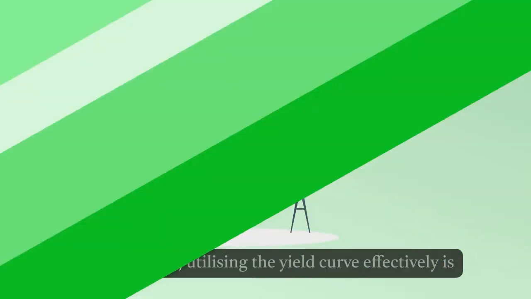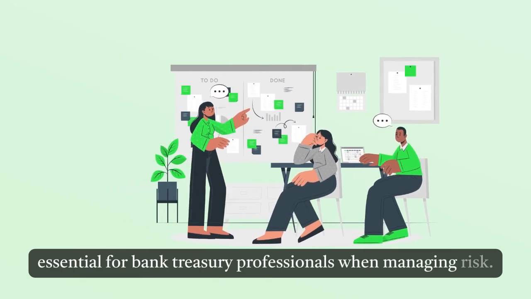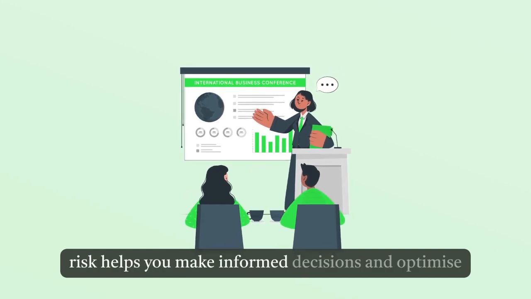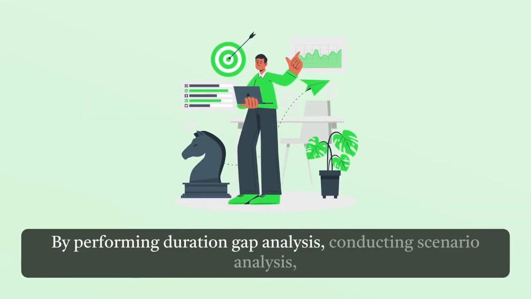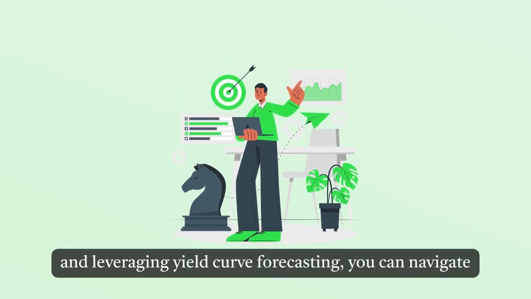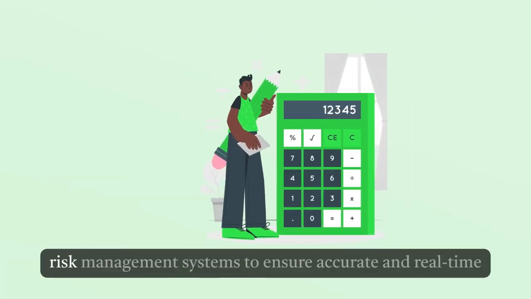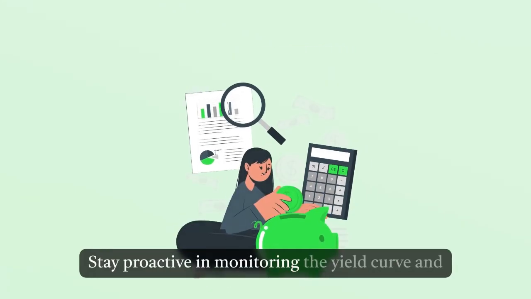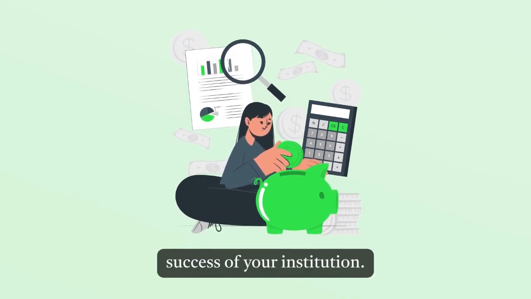Conclusion. In conclusion, utilizing the yield curve effectively is essential for bank treasury professionals when managing risk. Understanding the yield curve's implications for interest rate risk helps you make informed decisions and optimize risk management strategies. By performing duration gap analysis, conducting scenario analysis, and leveraging yield curve forecasting, you can navigate market uncertainties more successfully. Remember to integrate yield curve data into your risk management systems to ensure accurate and real-time analysis. Stay proactive in monitoring the yield curve and adjusting your strategies accordingly to ensure the long-term success of your institution.